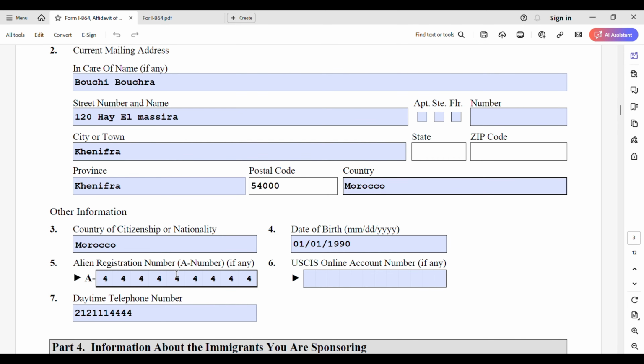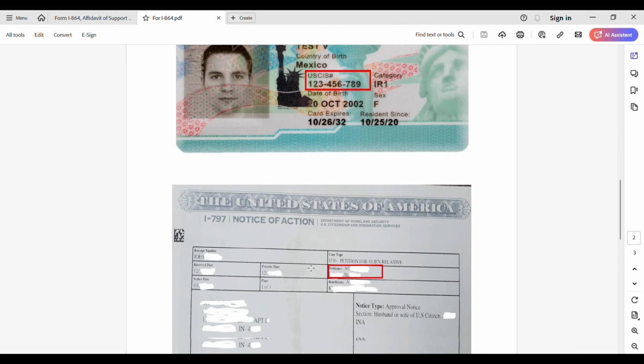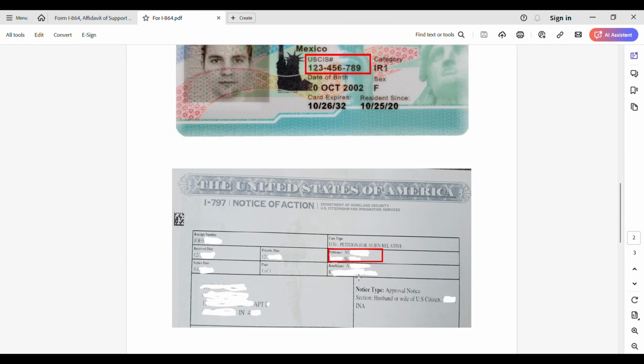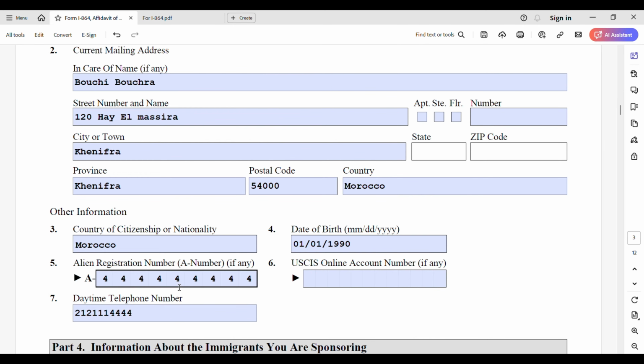Alien registration number, A number, if any. This is for my spouse, since her petition is already approved and she has an A number. I just showed you a while ago. It's right here, beneficiary alien number. If you have one, you will have it right here in your I-797 approved notice. Copy it from there and paste it in alien registration number.